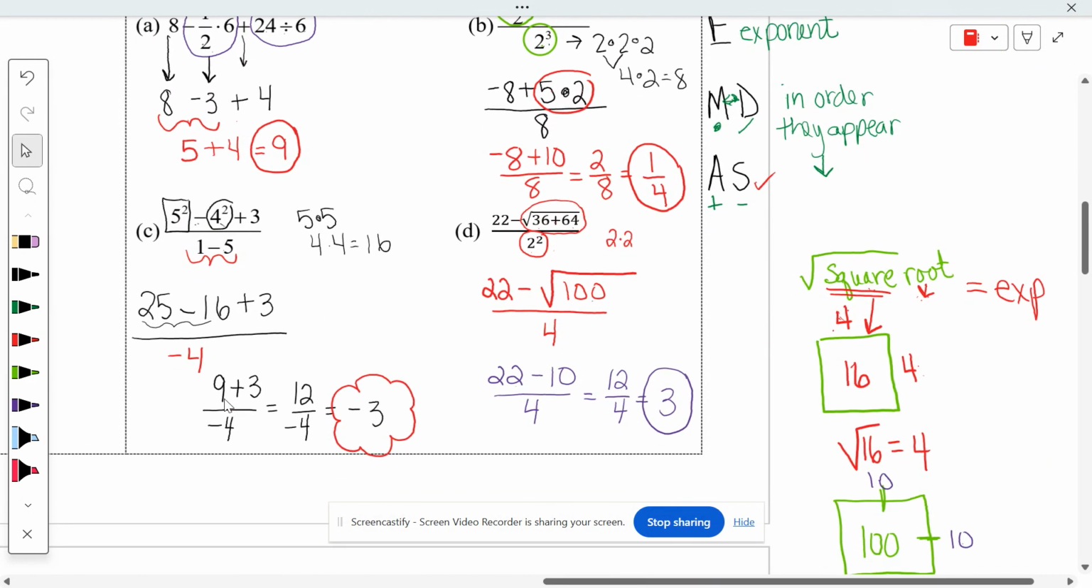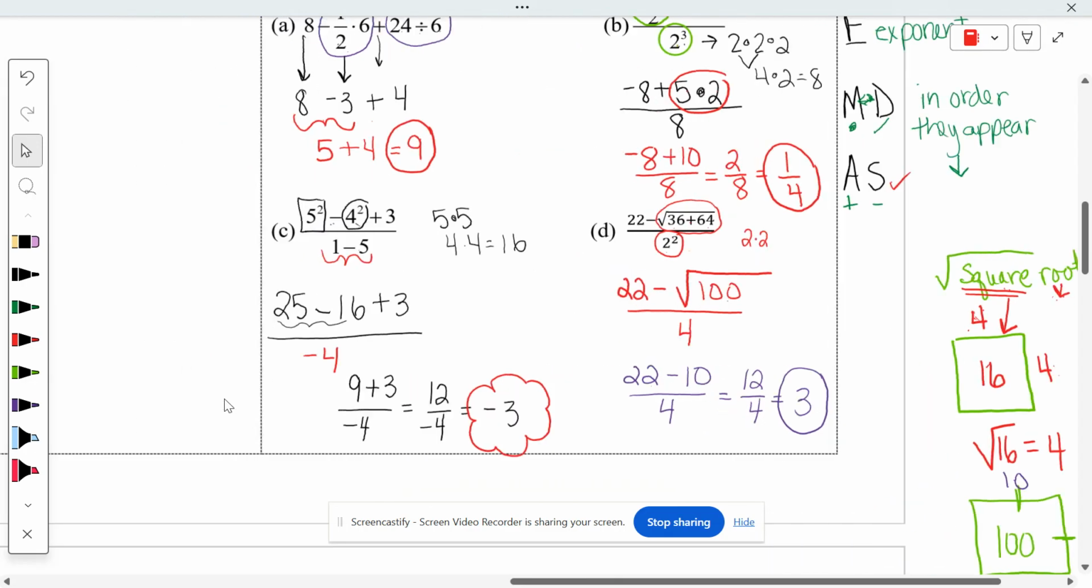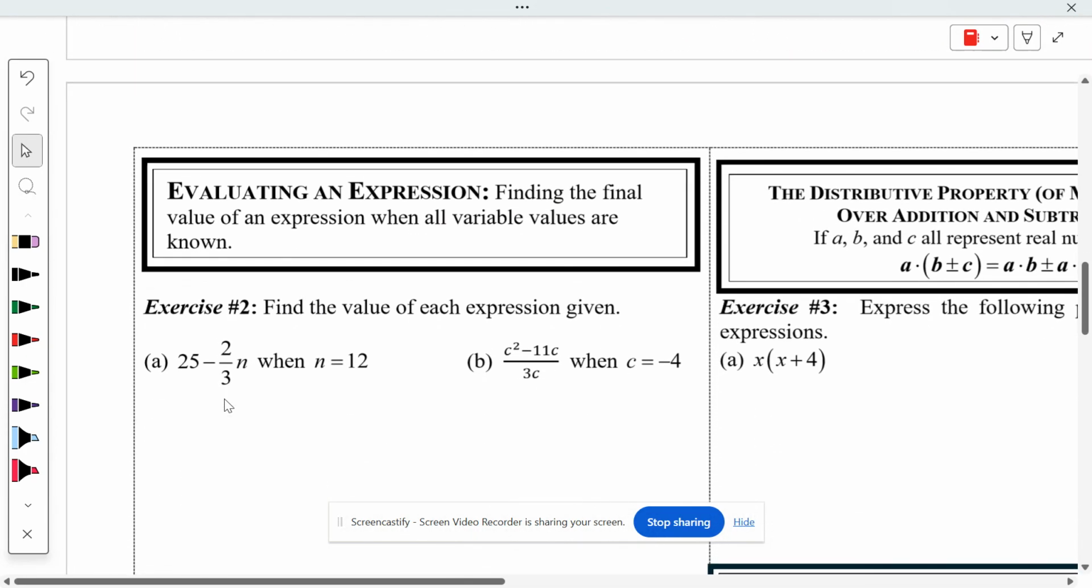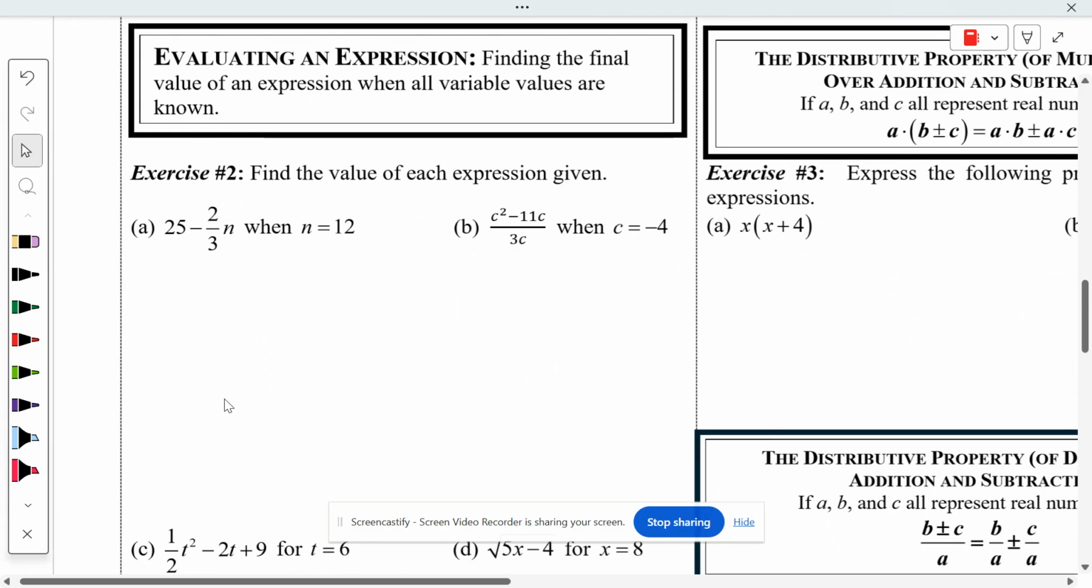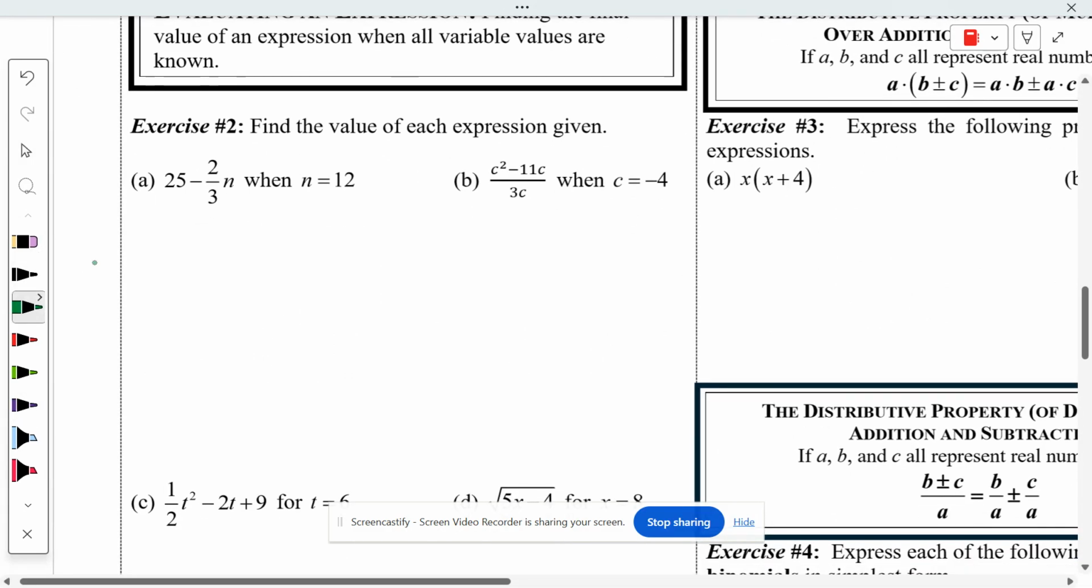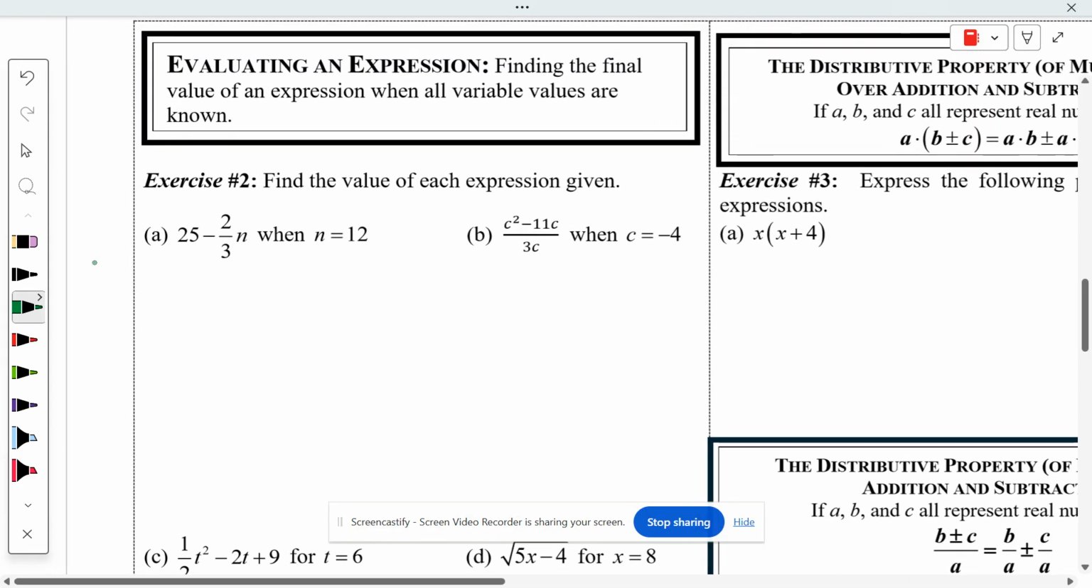So now I'm going to open the flap of my trifold, and I'm going to go to exercise 2. Exercise 2 is evaluating an expression. When we evaluate an expression, we just substitute in the number for the variable. That's all we're doing. So instead of using the variable n, I'm going to replace that with the number 12.